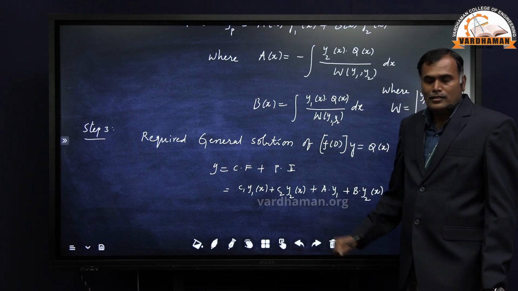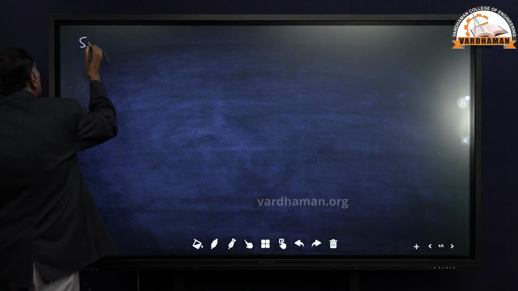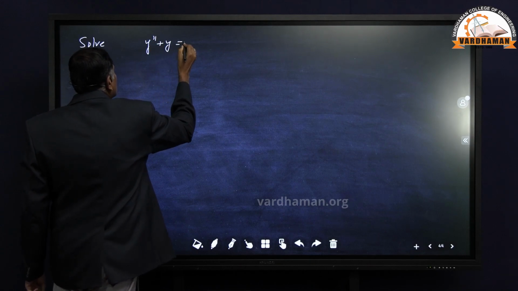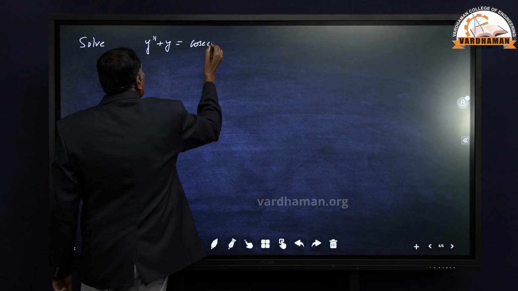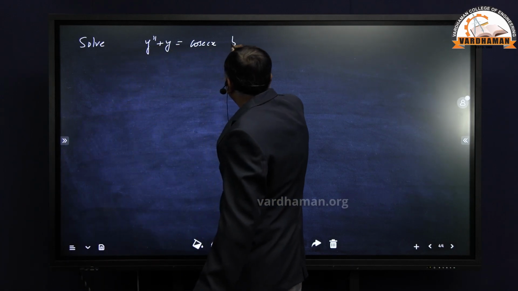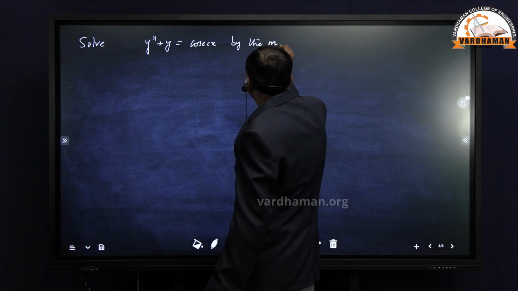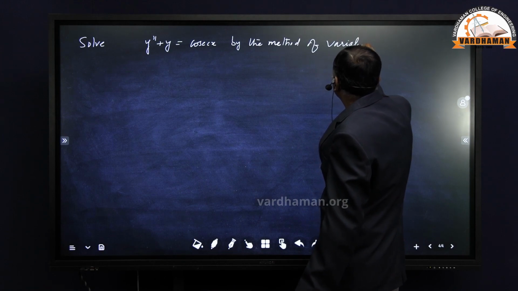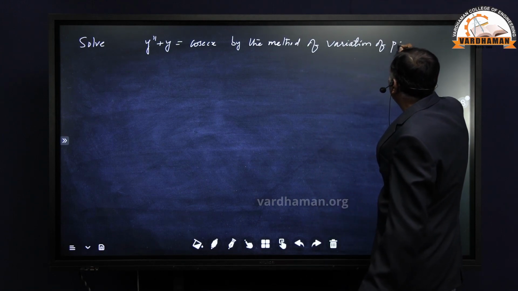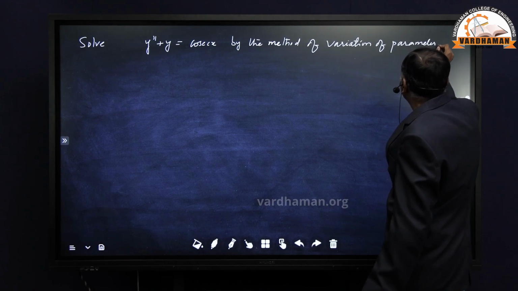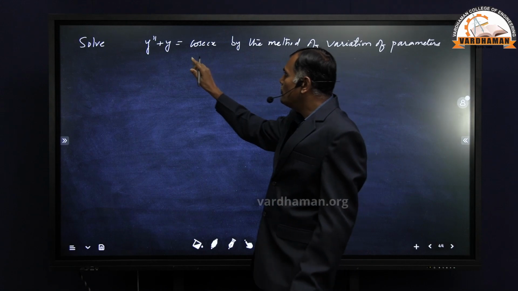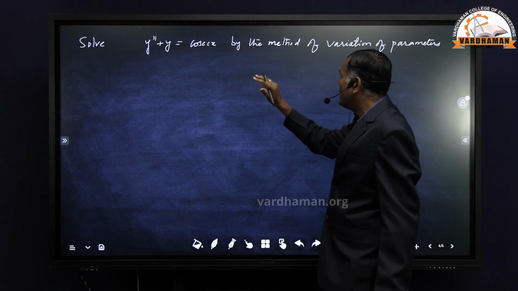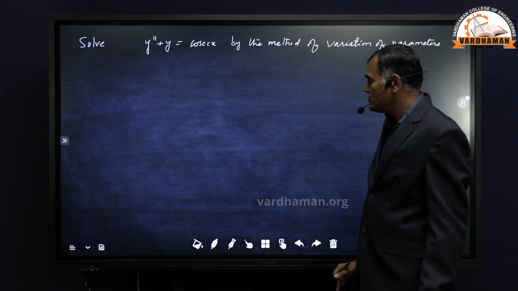Now let us discuss an example. Solve d square y by dx square plus y equals cosecant x by the method of variation of parameters. Now this is the given problem. Clearly it is a non-homogeneous linear DE with constant coefficients. Now let us find the solution of this one by the method of variation of parameters.